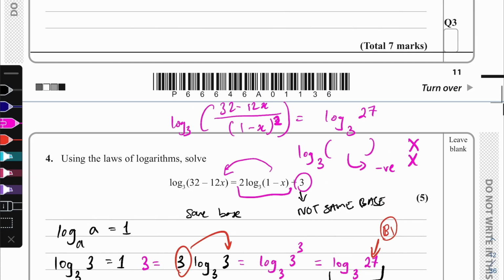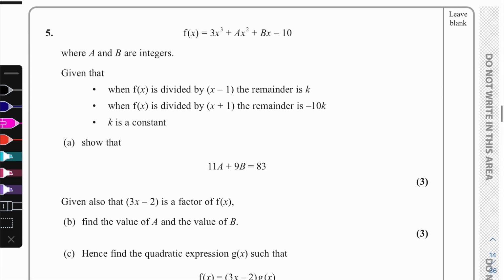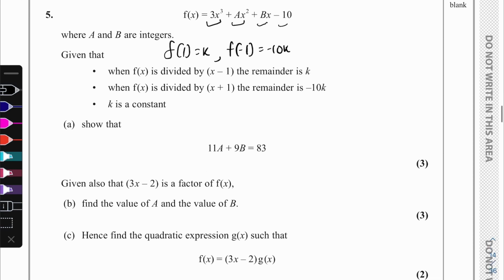All right, let's move on to question number 5. So we have f of x equals 3x cubed plus ax squared plus bx minus 10. When f of x is divided by x minus 1, the remainder is k. That means that f of 1 equals k, something we need to remember. When f of x is divided by x plus 1, the remainder is minus 10k. So f of negative 1 equals minus 10k, where k is a constant. Show that 11a plus 9b equals 83.